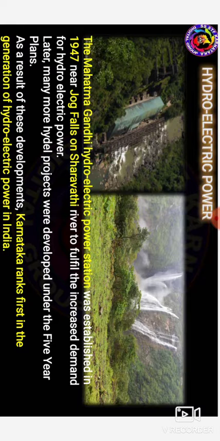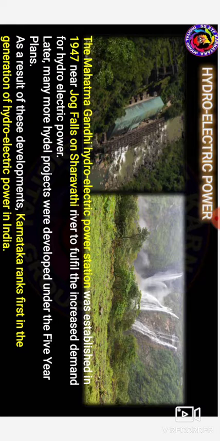And then mainly we have to consider these projects in Karnataka. The first one is Shivana Samudra on the Kaveri river, then Shimsha on the Shimsha river, and the third one is Jog Falls on the Sharavati river. The power station name is the Mahatma Gandhi Ji hydroelectric power station.